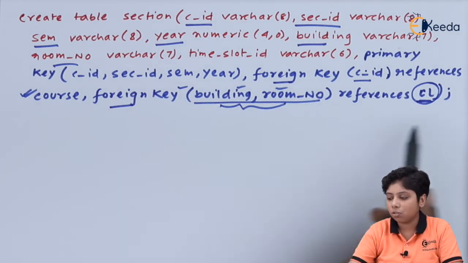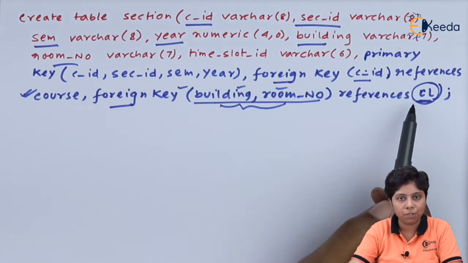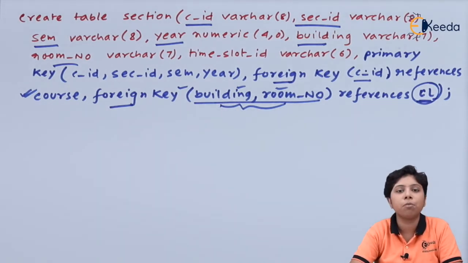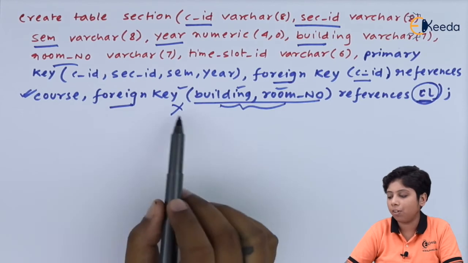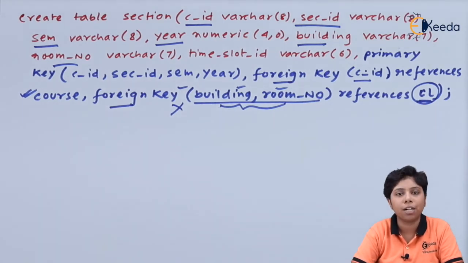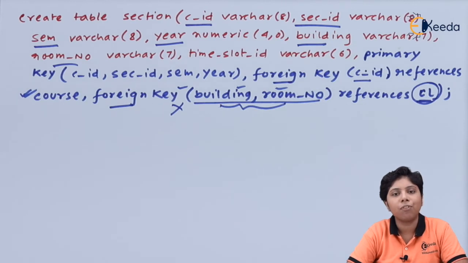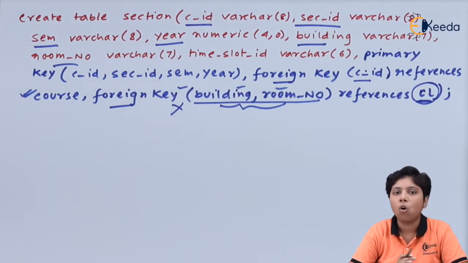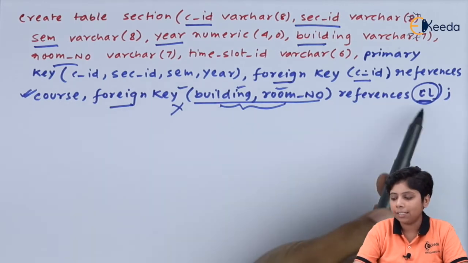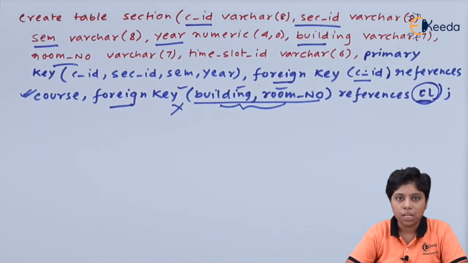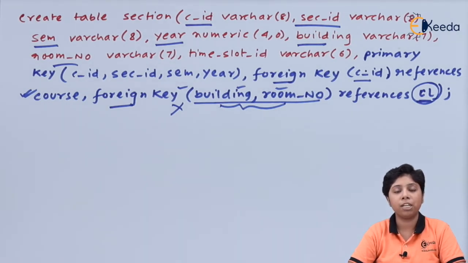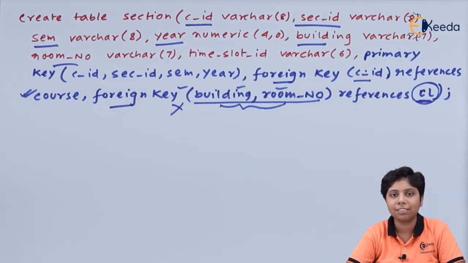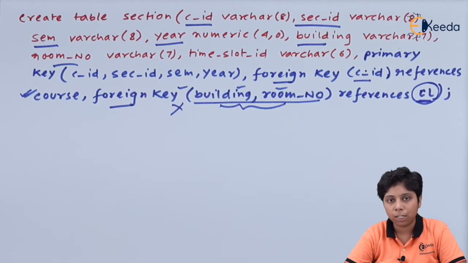Because if the classroom has been deleted from the relation, then to what would the building and room number refer? So first we need to remove this constraint, and only then can we go to removing the actual classroom constraint. After that we can rename the attributes, or we can keep them the same and delete the classroom primary key constraint. Otherwise, we cannot delete a referential integrity constraint if the primary key or the main referred relation is still present there. So that is one important aspect of the referential integrity constraint.